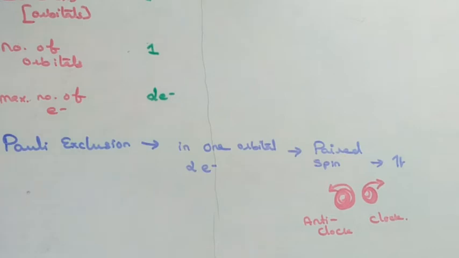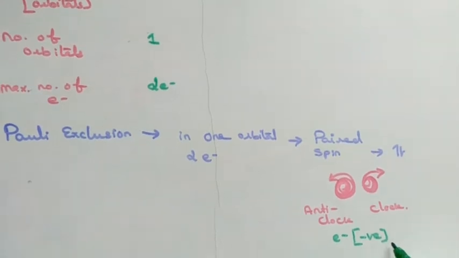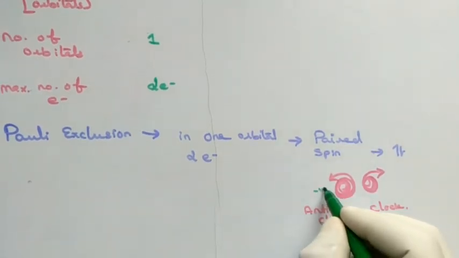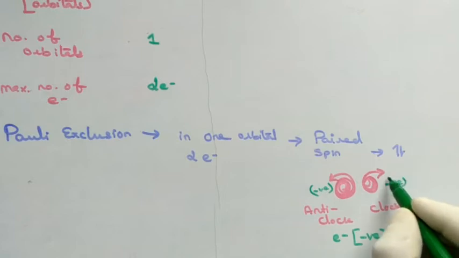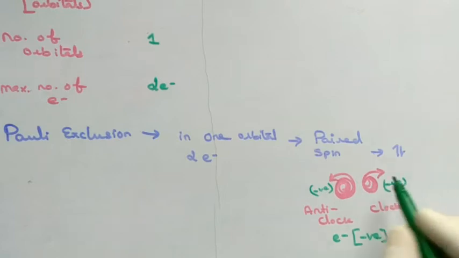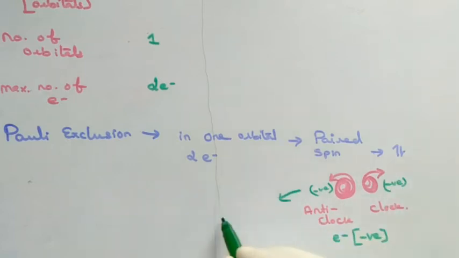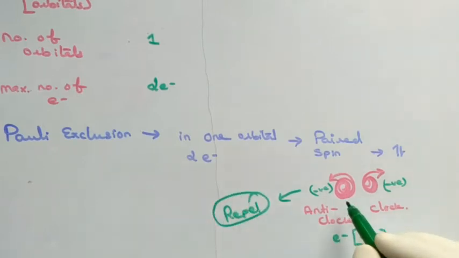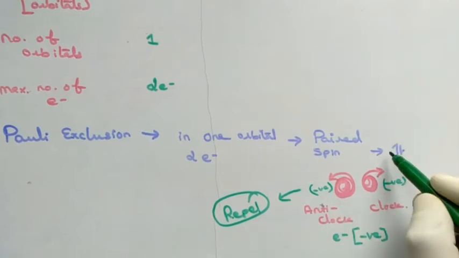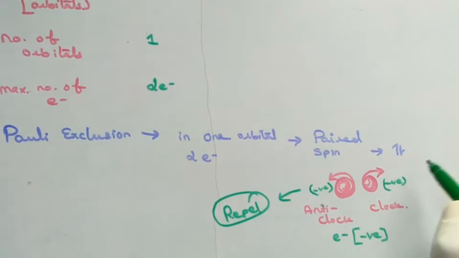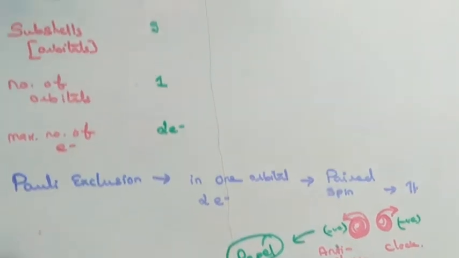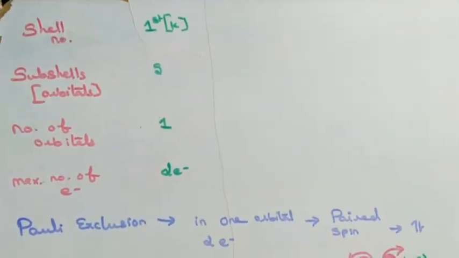Because as we know already, electrons are negatively charged subatomic particles. So these two electrons are negatively charged. Two negatively charged subatomic particles will have a repulsion. Due to that repulsion, both of them rotate in opposite directions, not in the same direction. Because of that only we use this symbol to denote the opposite spins of the paired electrons.